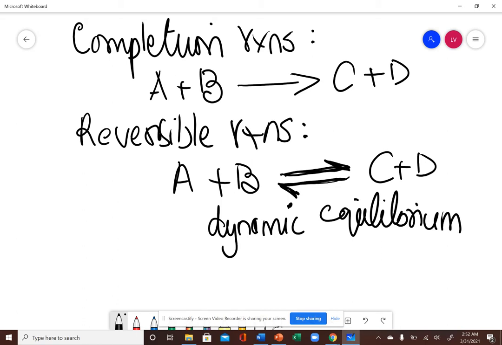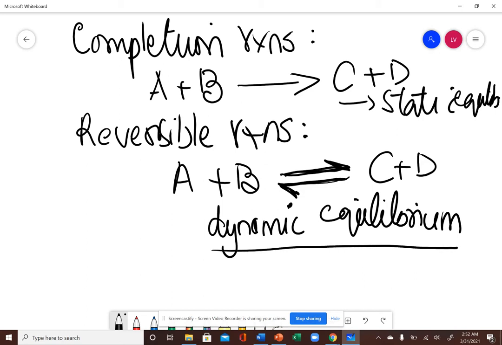Completion reactions go to completion, they achieve static equilibrium. So that's it. Reactants give you products, nothing else happens after that. Once all the reactants combine and form products, the reaction is done. That is it, it's all over. But for reversible reactions, reactants combine to give you products, and then the products break down to give you reactants, and this goes on for a time till dynamic equilibrium is achieved. Okay, so let's look at this in a little bit more detail.